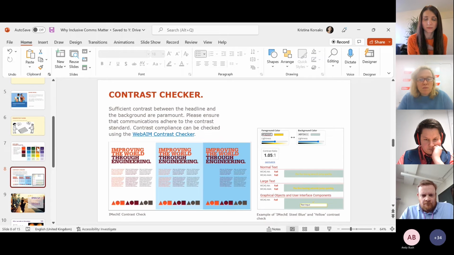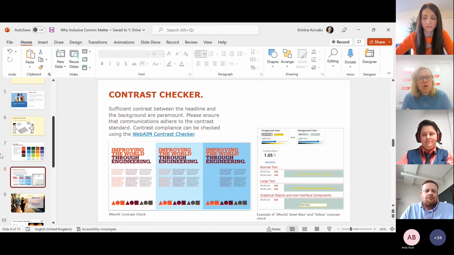And then on the right of the screen, there's an example of when you're trying colors, say the yellow on the gray, they just didn't work. They failed the test. So that is how we check. We look at the colors really carefully, at the different contrasts, to make sure that they are visible and that they meet the standards that are required.